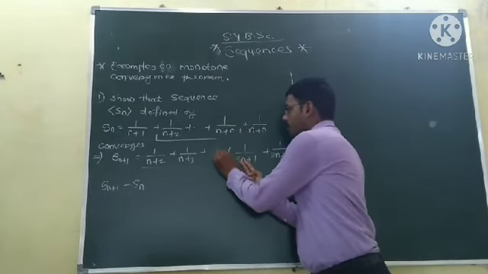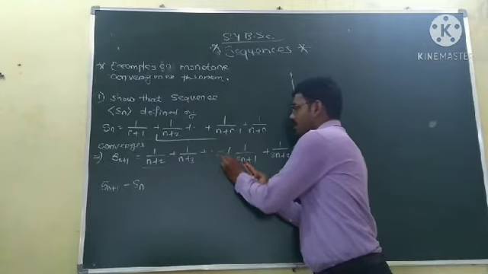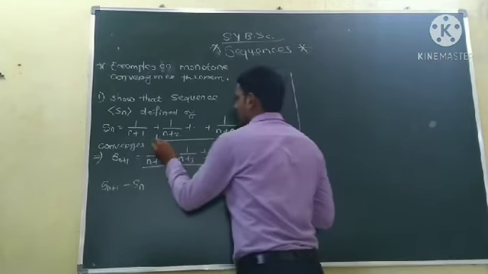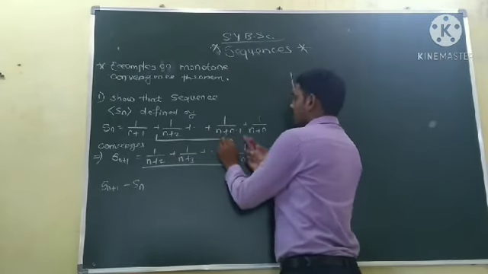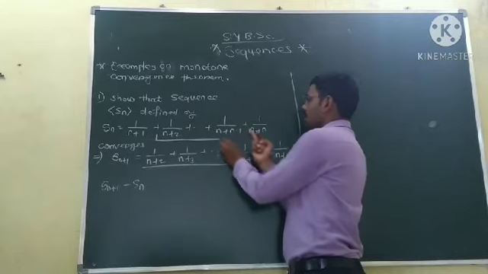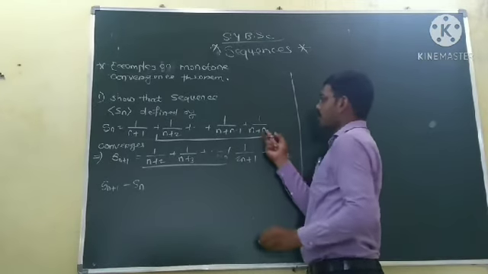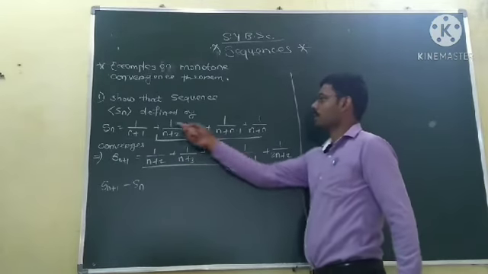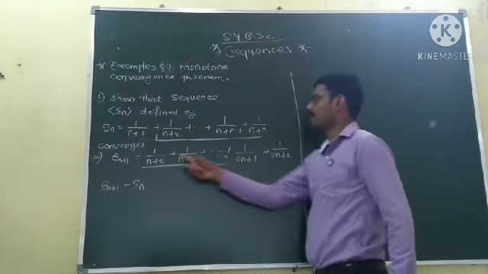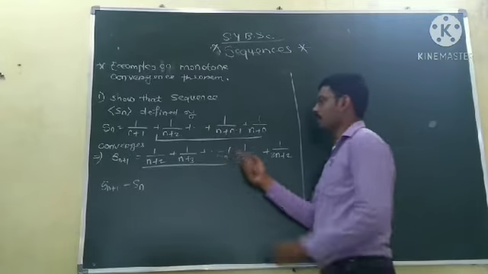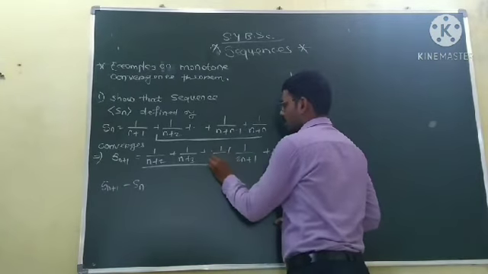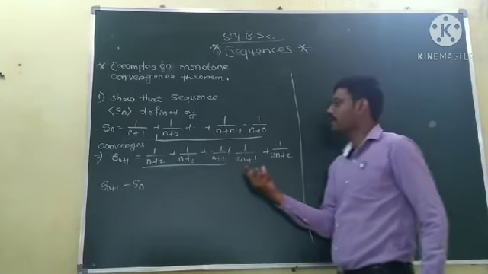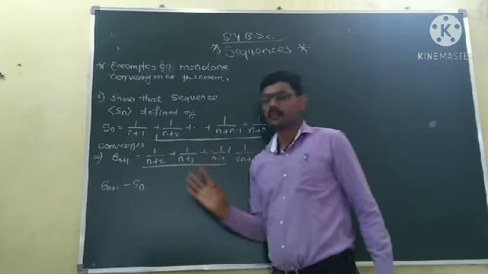So here the terms run from 1 upon n plus 2 to 1 upon n plus n, and here also 1 upon n plus 2 to 1 upon n plus n. So this part up to 1 upon n plus n is the same in both. Whenever we take the difference, this part will cancel.